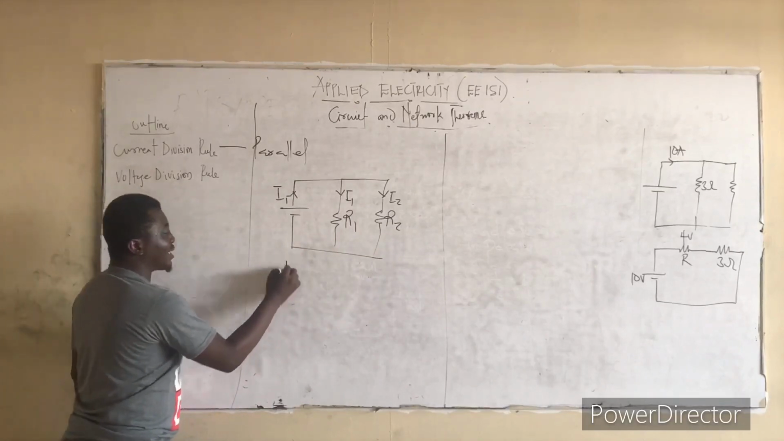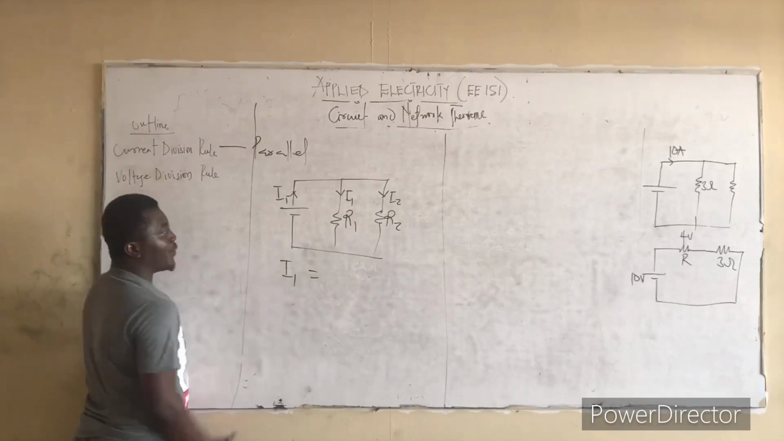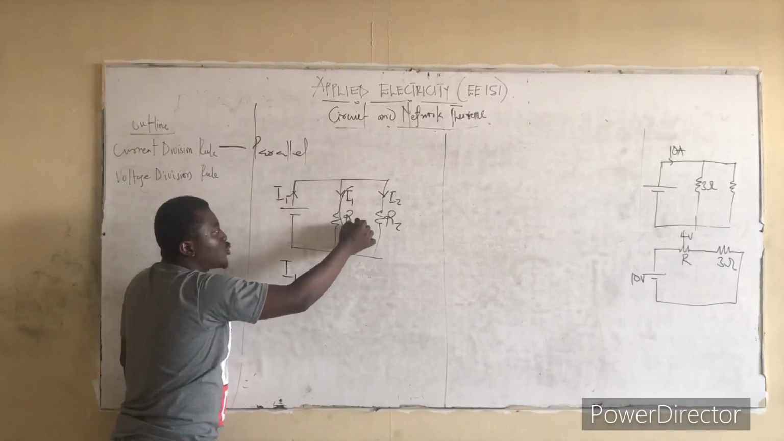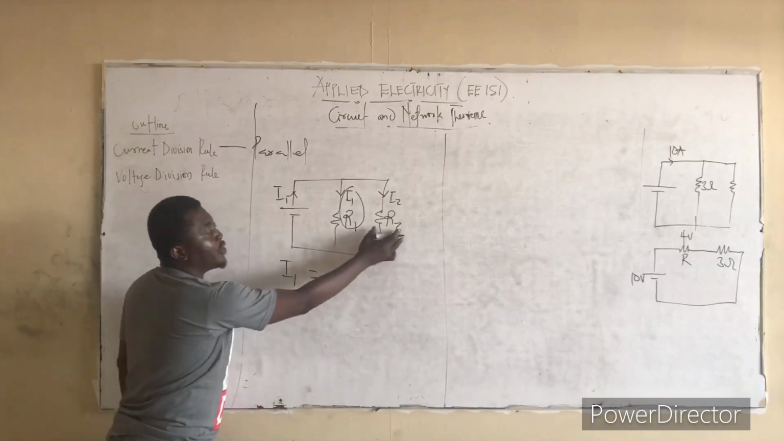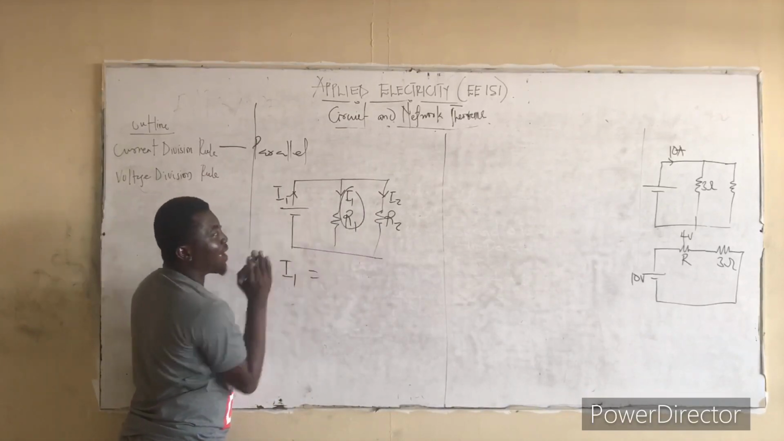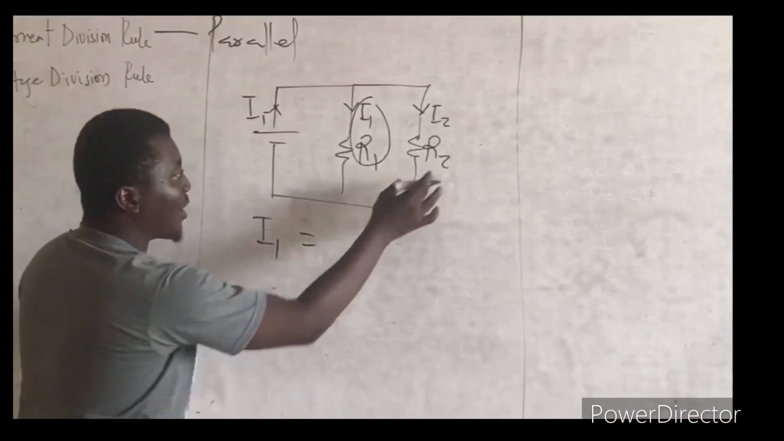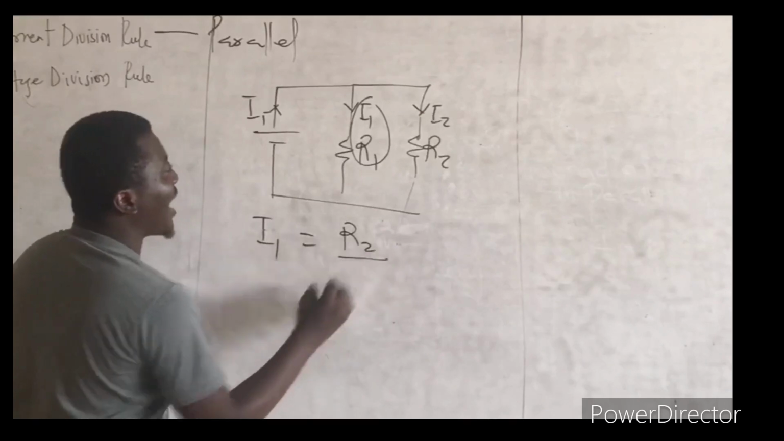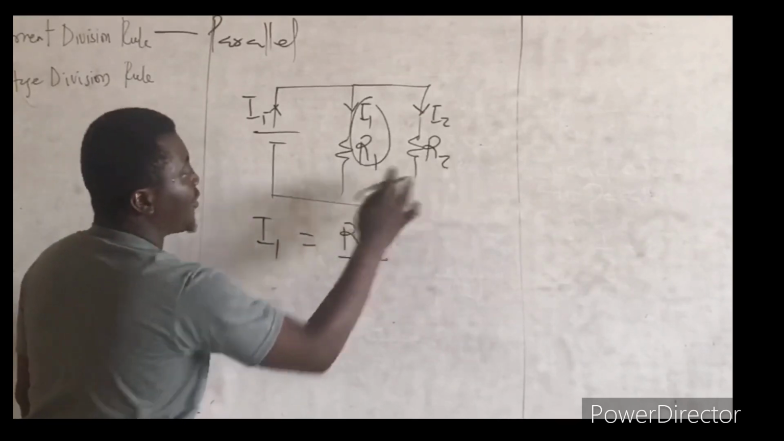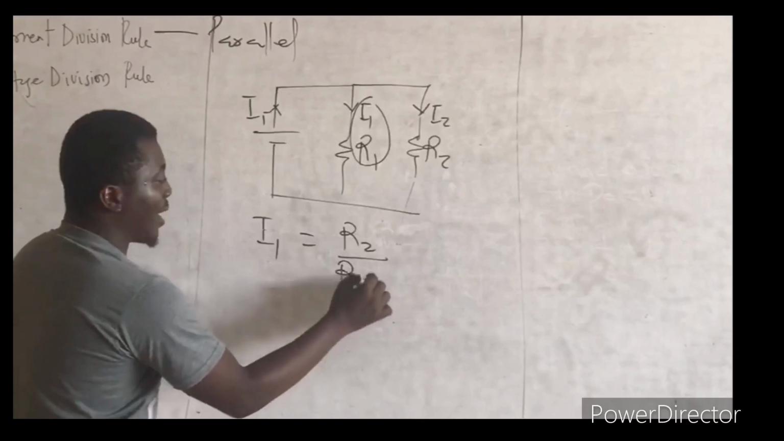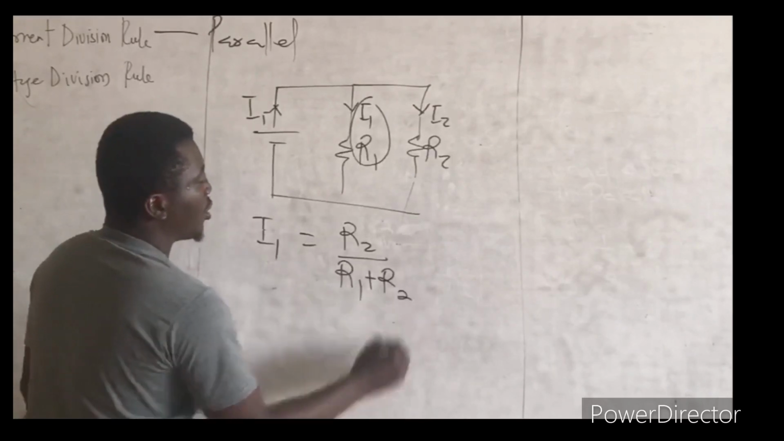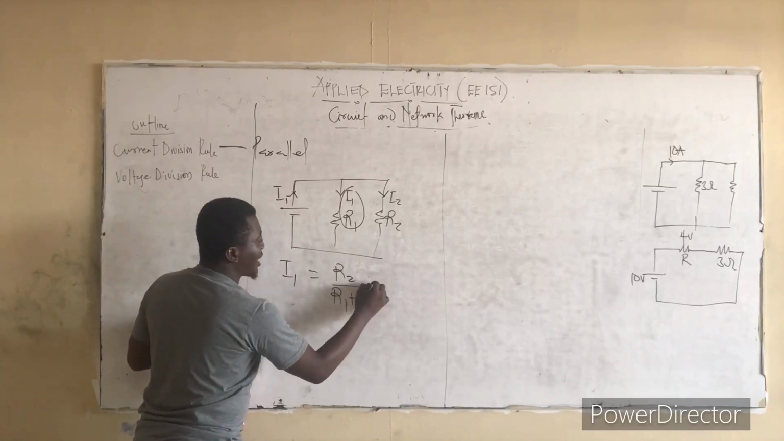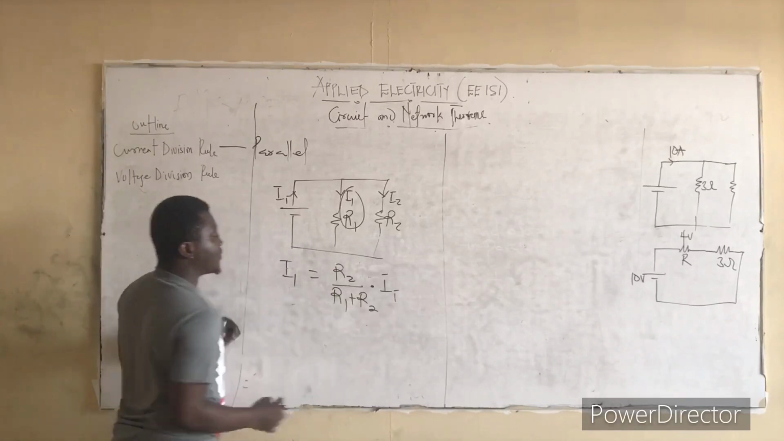So the rule is saying that in order to get I1, and I1 is the current going through R1, I'll pick the opposite resistor, not the one I1 is going through, the opposite resistor, which in this case is R2. So you pick R2, divide by the sum of the two resistors, which is R1 plus R2, and multiply by the total current, which is times IT.